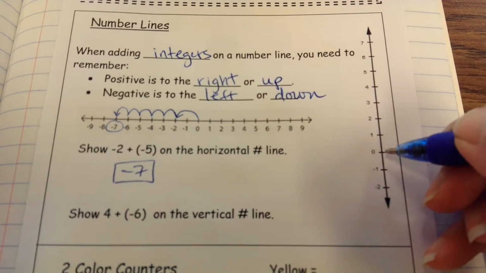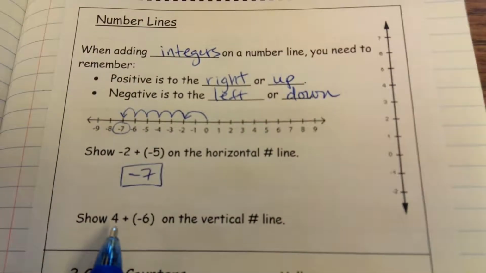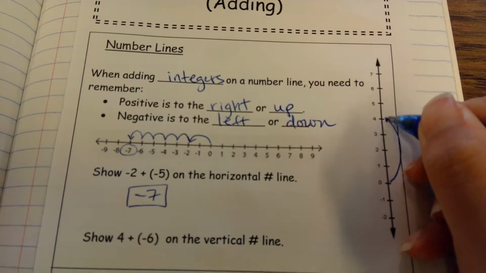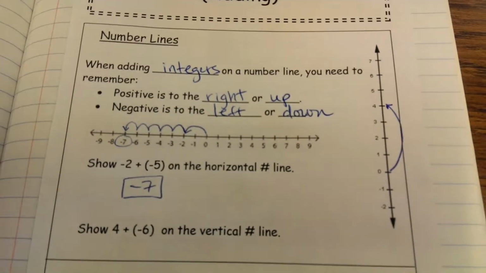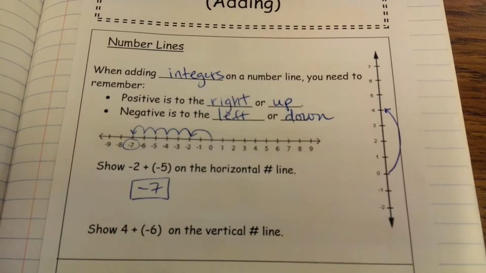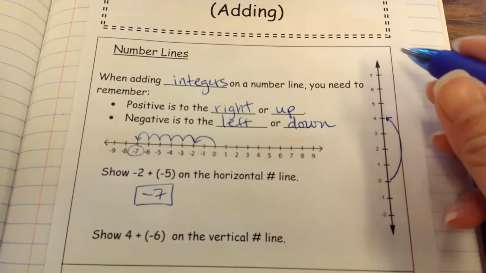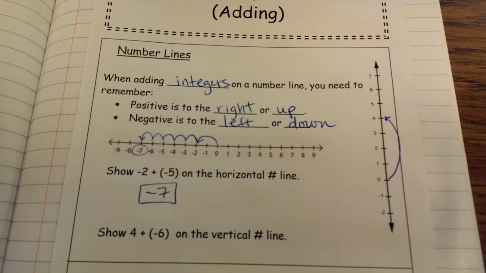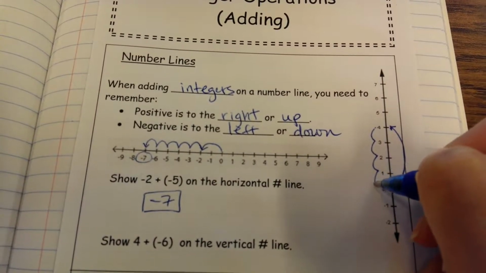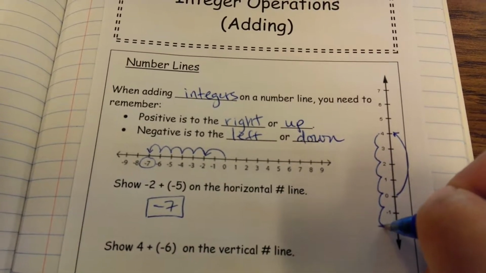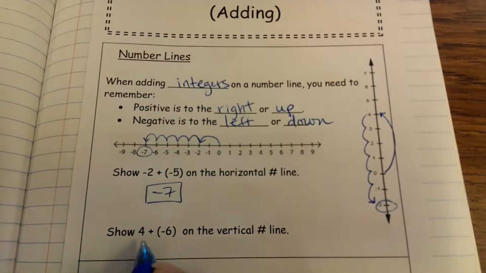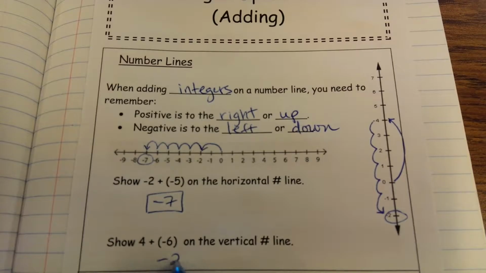Now let's show 4 plus -6 on the vertical number line. So we start at 0. Our first number is +4. So we are going to go up 4 right there. And then we're adding 6 more negatives. Now if we're going to go negative, 6 more negatives, we would not go 6 up. We would go 6 down because we're adding 6 negatives. So from the 4, you would go 1, 2, 3, 4, 5, 6 down, and we land on -2. So 4 plus -6 equals -2.